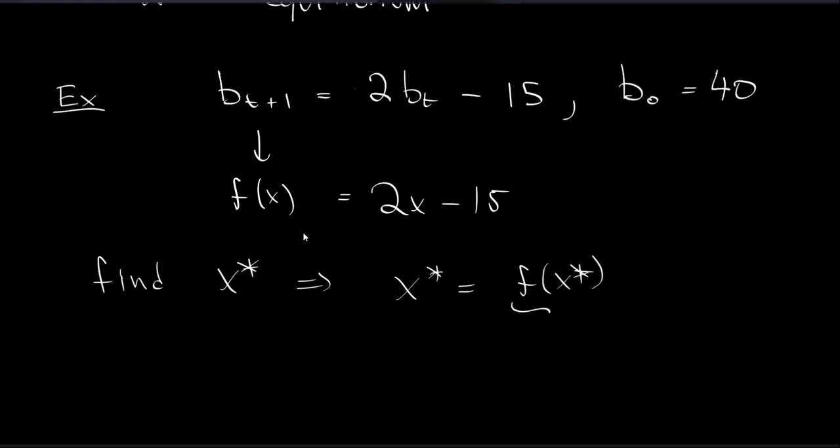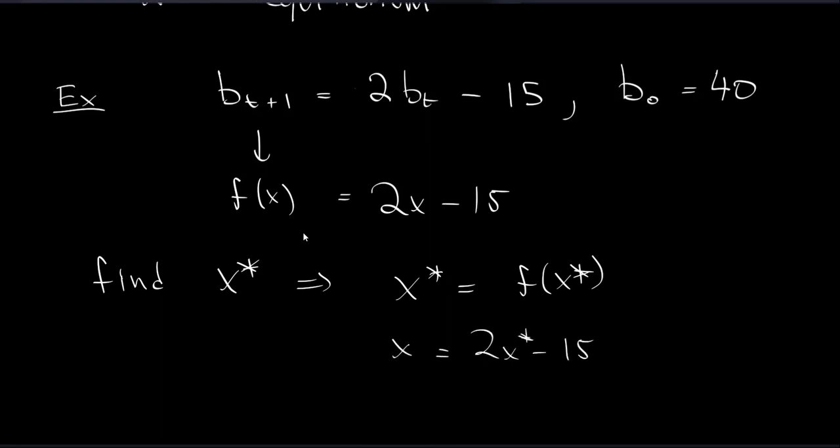Because the updating function is going to update whatever you put in here, it's going to tell us what's next. Well, if it's the equilibrium that you put in there, what's after the equilibrium? What's next? It's the equilibrium. That's why it is the equilibrium. So this is the condition. And so we just take that and put that into our actual equation. So we'd have x star is equal to 2x star minus 15.